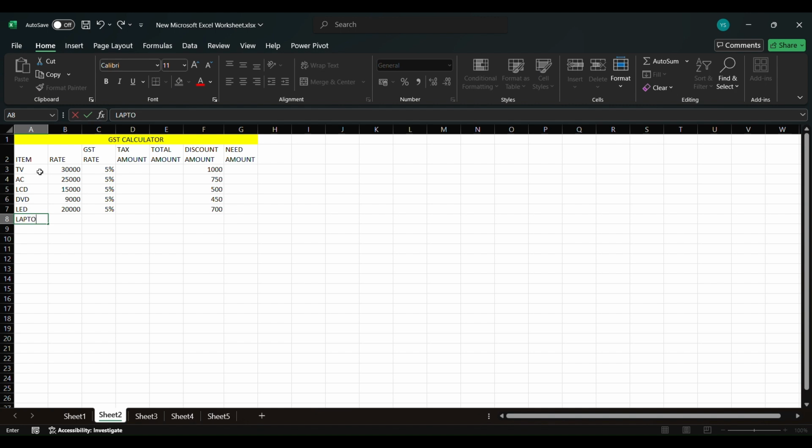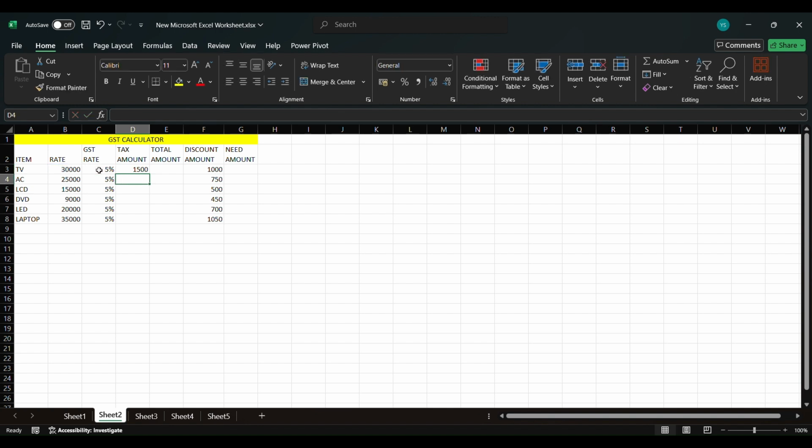Then laptop, its amount is 35,000, and GST rate is 5%, and its discount amount is 1,050. So now we have to find out tax amount. So here we insert formula. So its formula is equal to rate into GST rate.